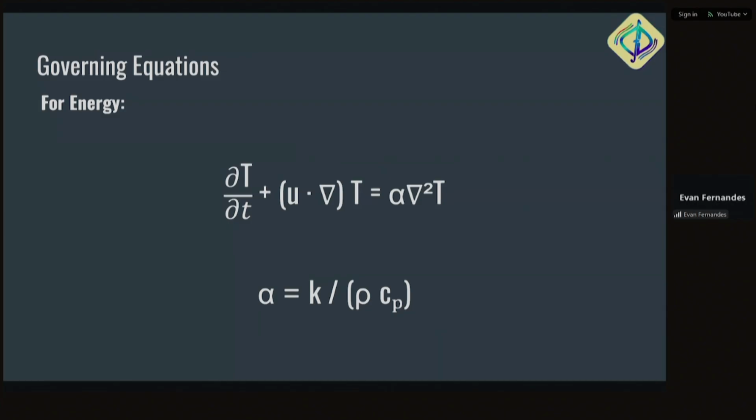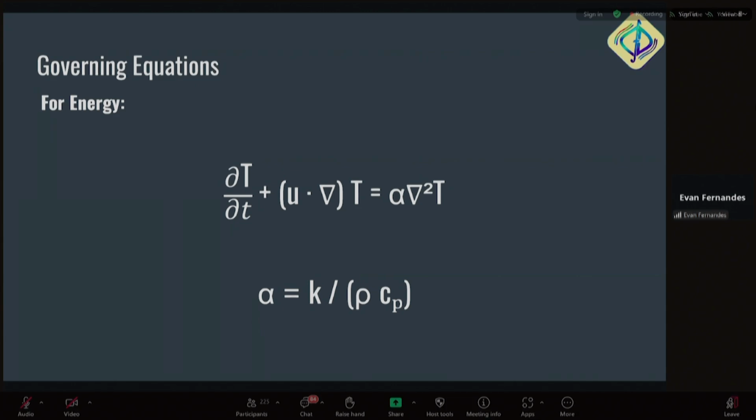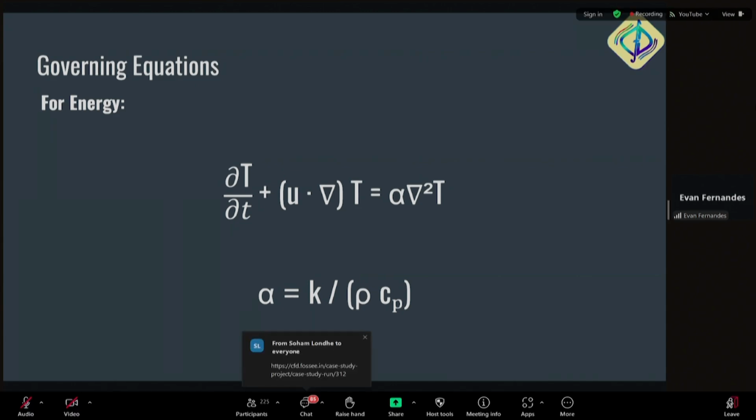So in this energy equation, we have alpha on the right hand side, alpha and all the parameters. So your alpha is your thermal diffusivity, and you have K and then rho Cp. K is your thermal conductivity and Cp is your specific heat at constant pressure. So all these parameters will be essential when you are creating a solver.